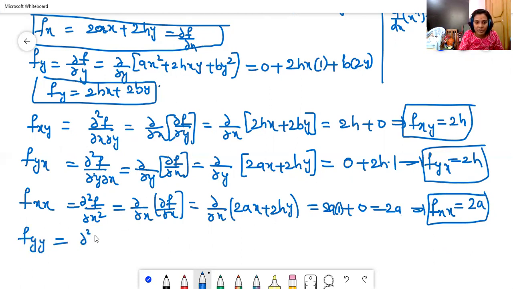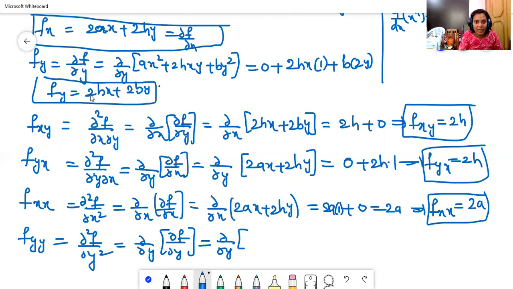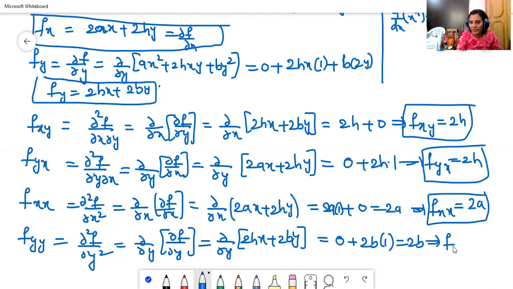f_yy, that is ∂²f/∂y², equals ∂/∂y of ∂f/∂y, which is ∂/∂y of 2hx + 2by. The x term has differentiation 0 with respect to y, plus the y differentiation is 1, with 2b a constant, so 2b into 1 equals 2b. From this, f_yy equals 2b.